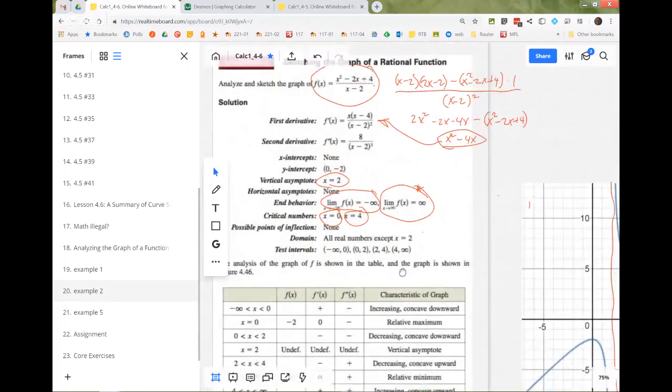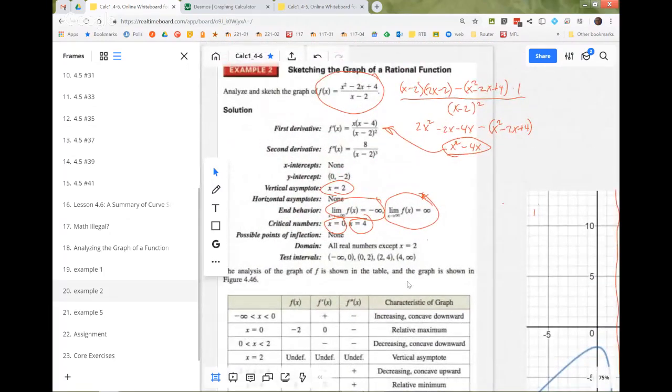Comments or questions on this problem? We're going to look at one more example.